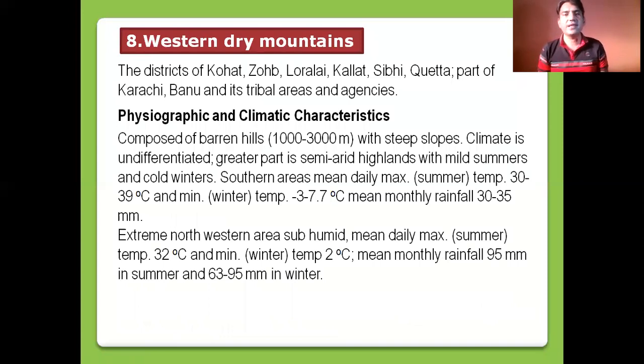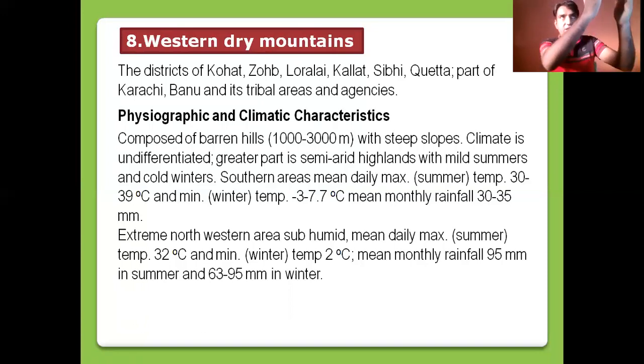Western dry mountains: the districts of Kohat, Zhob, Loralai, Kalat, Sibi, Kachhi, part of Karachi, Bannu, and the tribal areas and agencies. So these are our western dry mountains. Small dry mountains are also found in Karachi and part of Quetta, but mostly in the districts of Kohat, Zhob, Loralai, and Kalat.